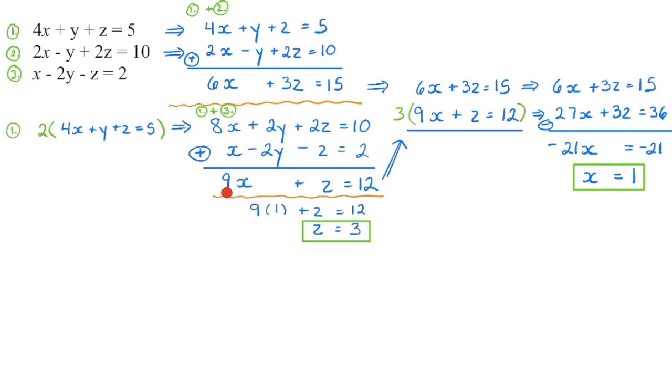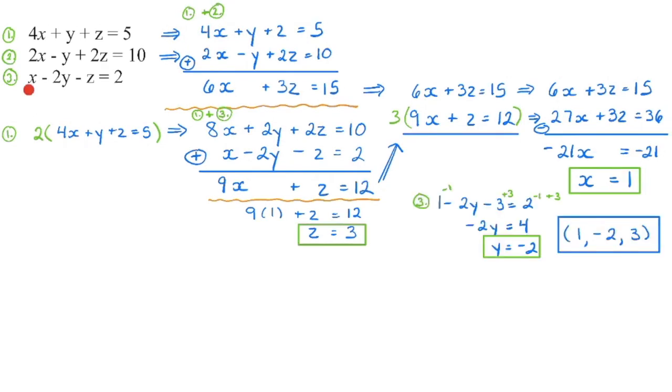9 times 1 is 9. 12 minus 9 leaves me with 3. Now that I've got z, we can choose any equation and solve for the y value. I just happened to choose the third equation, so I substituted in the value of x and the value of z, and then solved for the value of y. Line them up alphabetically in our ordered triple, and then verify.